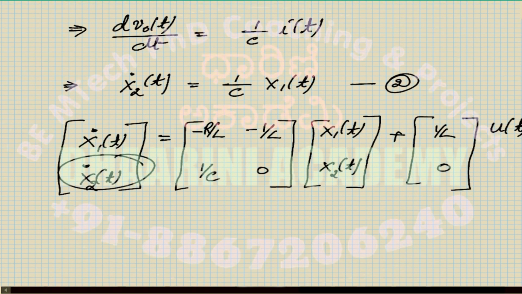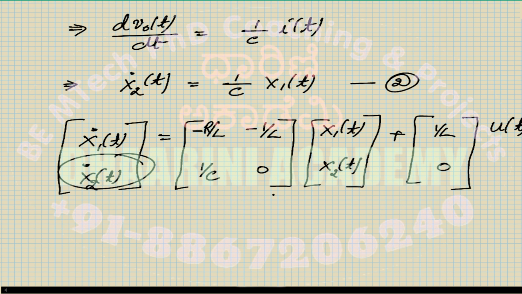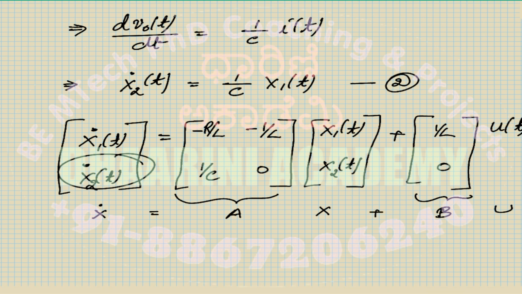So you can observe that this is the matrix A required and this is the matrix B, right? A into x of t plus b into u of t. This is the x dot. X dot is equal to a times x plus b times u. We got it. Okay, first equation is complete.